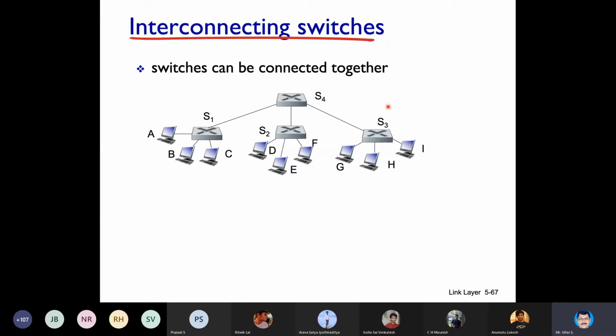Okay, now another scenario. If you look at this top switch, you can see only 3 ports are connected. Now the interesting thing is each port will have multiple MAC addresses connected to it. If you look at this port, it will have MAC address of D, E, and F to a single port.